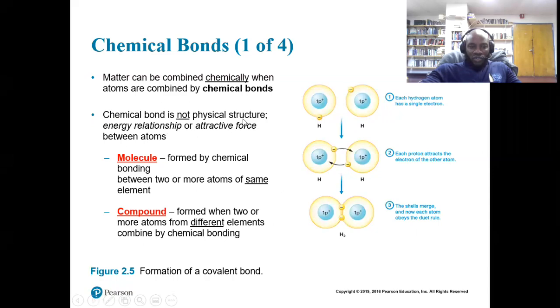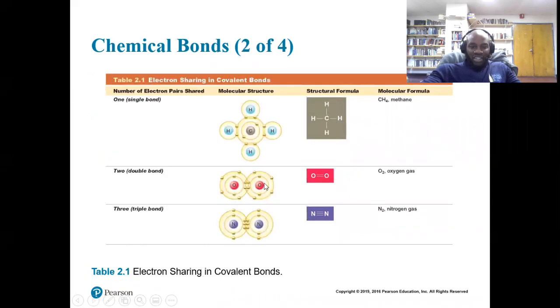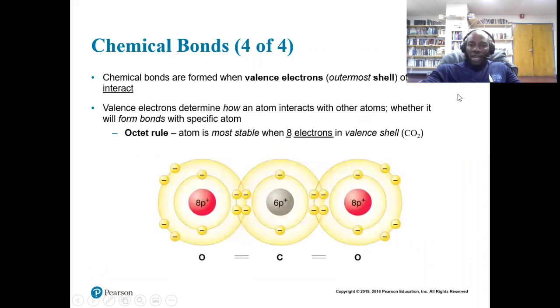it's not just physical, it's energy relationships or attractive force between atoms. That attractive force is that they end up sharing or transferring electrons. We'll talk about that. And then nitrogen gas is actually very similar to oxygen gas in that it's 2 nitrogens forming a bond. So what happens? How do these chemical bonds happen?